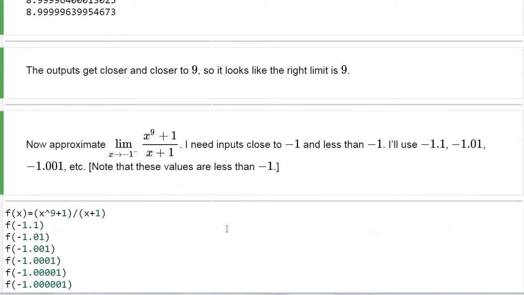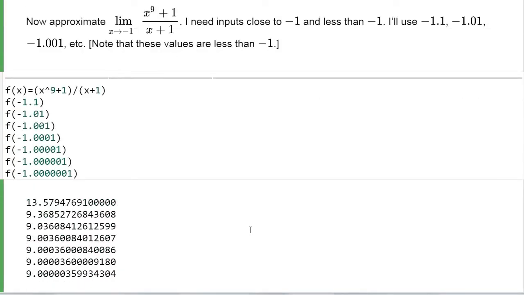So I would conclude the right limit is 9. How about from the left? Now, this is where I'll use the strategy of adding extra zeros in here. This approaches from the left. All of these numbers are less than -1.